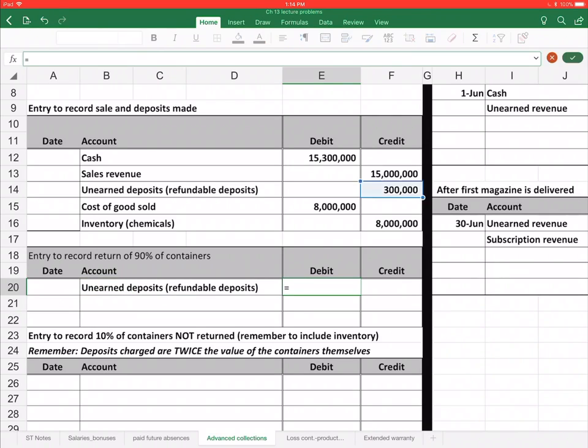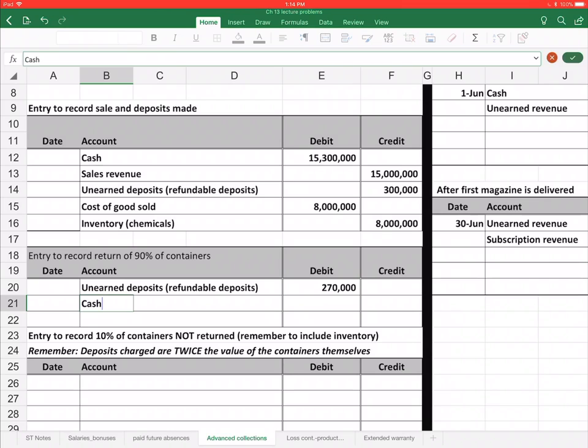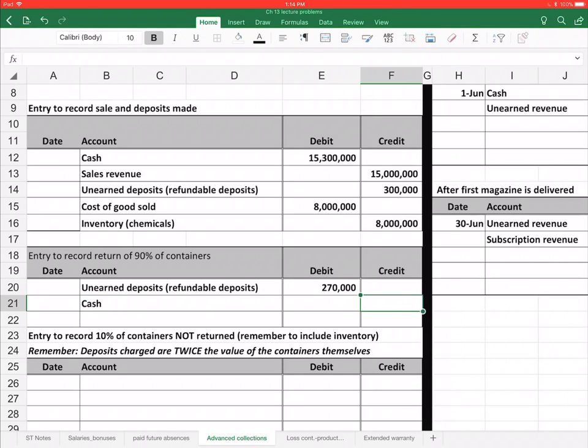So we're going to take that total and multiply it by 0.9 in my Excel spreadsheet. So $270,000 worth of those deposits we are now removing from our accounting records because the customers gave us the containers back. And what did we give them in exchange for giving us the containers back? We gave them cash. So $270,000 of cash.